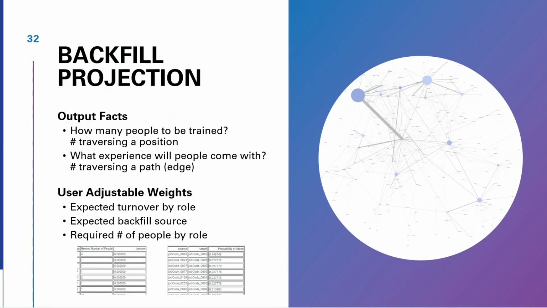So they can do their own sensitivity analysis. They could run this algorithm without having to come back to the reporting analytics team for every little question. And the managers could run it as well. So in the end, we have our backfill projections, and we were able to answer the questions. How many people needed to be trained? So that's the number of people traversing the position. It was represented here by how thick that line was.